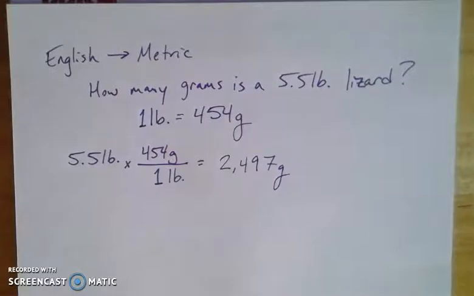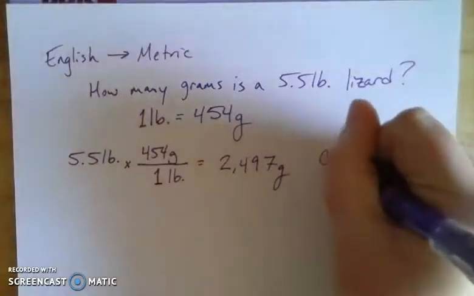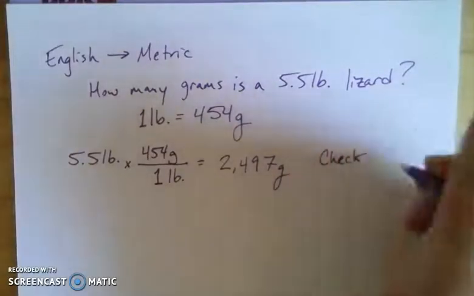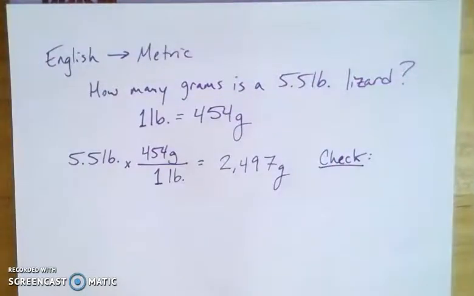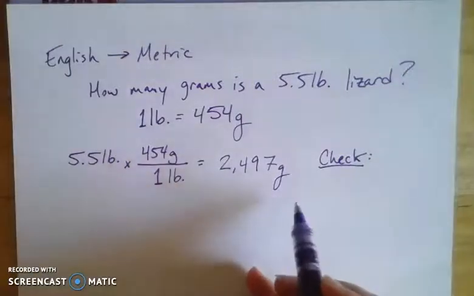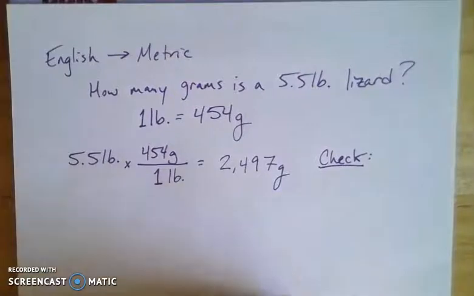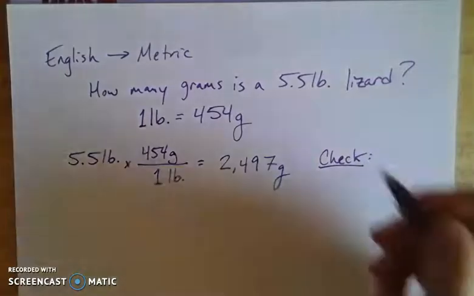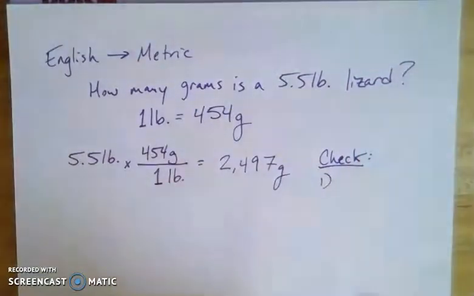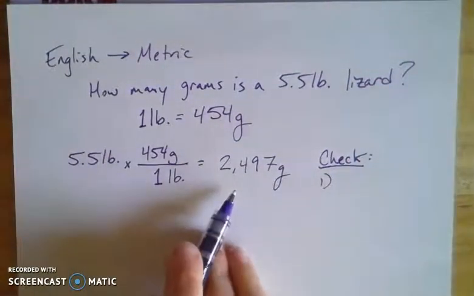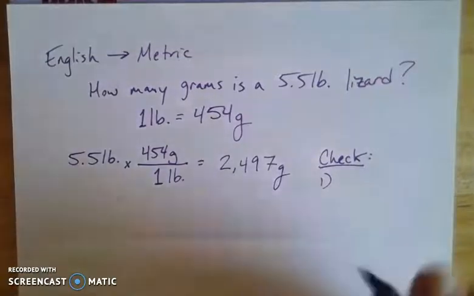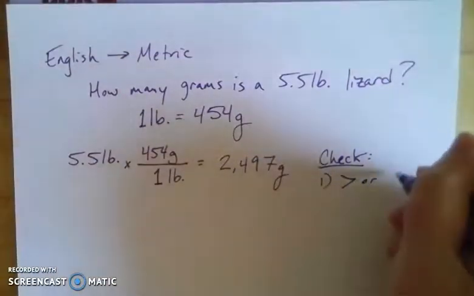Now we need to check our answer, because answers in science have physical meaning. And if we have a physical meaning to our answer, then the value, the number and its units become that much more important. We need to make sure that we're reporting a thing that physically makes sense. So let's check. The first thing that we want to check is, is it going to be bigger than the starting number or smaller?